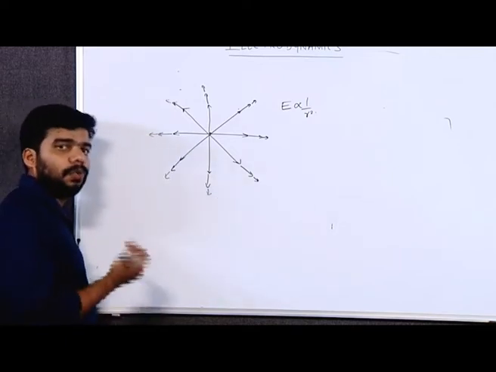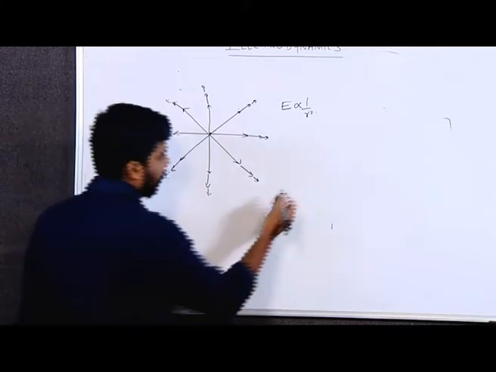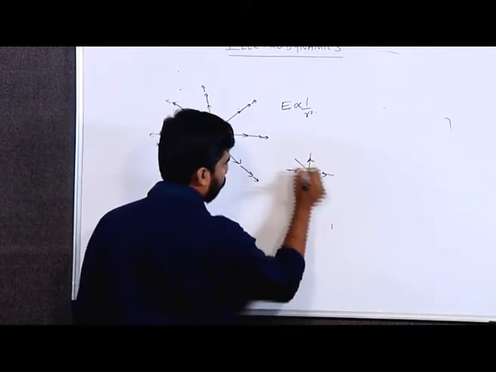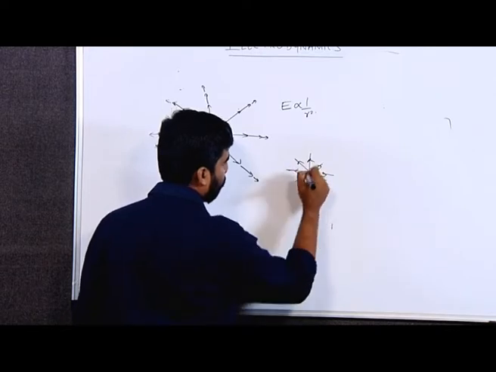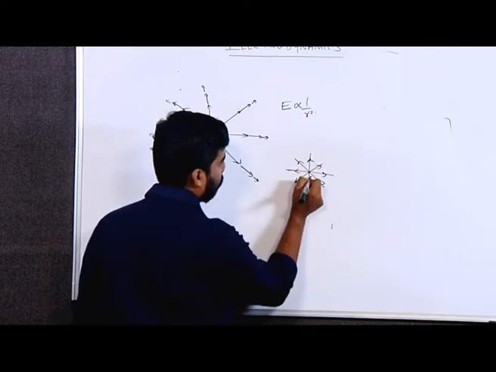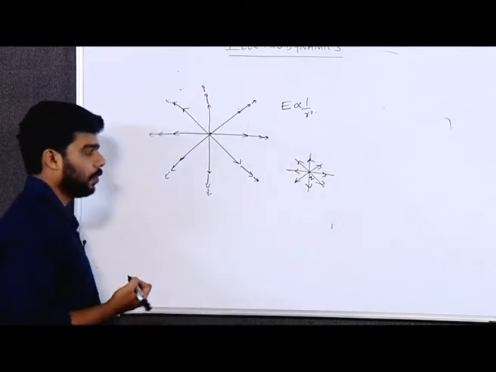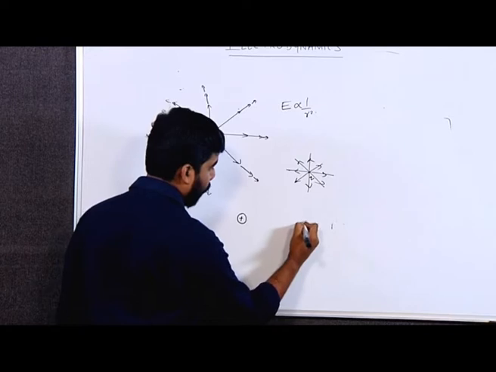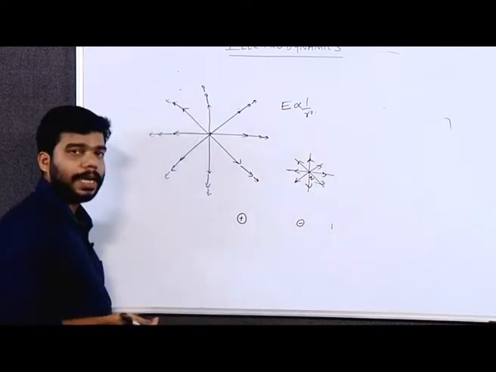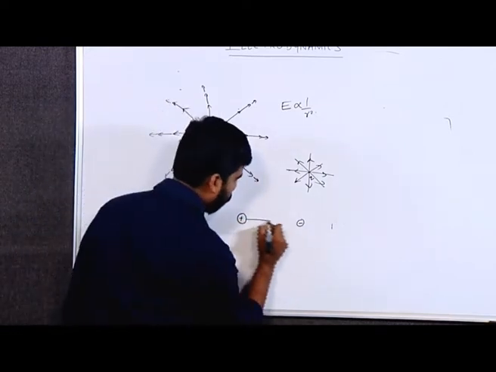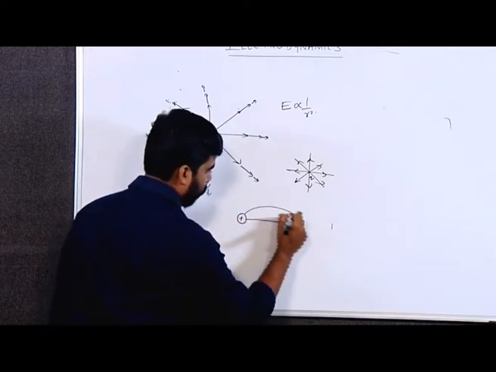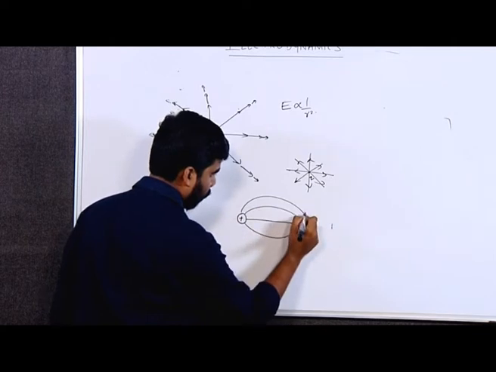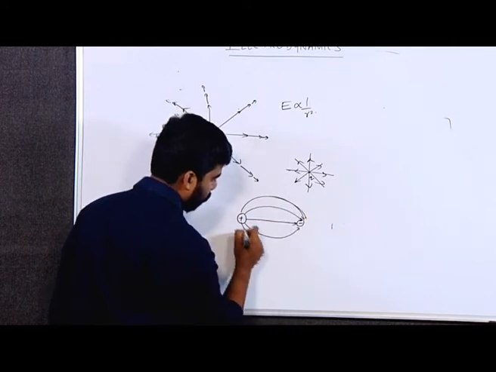This is how we can show the electric field, but a better way is from a positive charge, the electric fields are emerging. This is also a representation of electric field emerging from a positive charge. So if there is a positive charge and a negative charge, how will we draw the electric field lines? The electric field lines will go like this. From the positive charge, it will come to the negative charge like this, and like this.